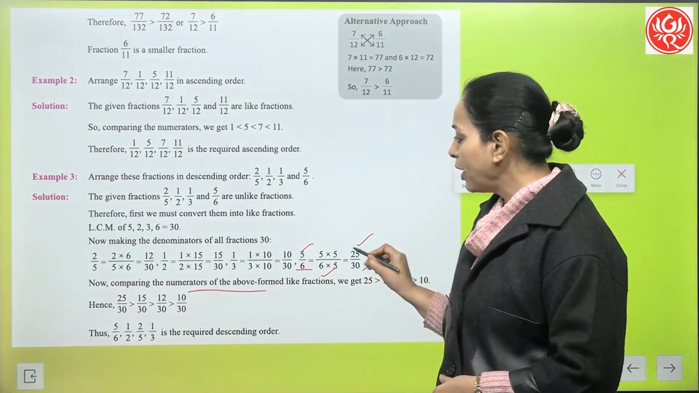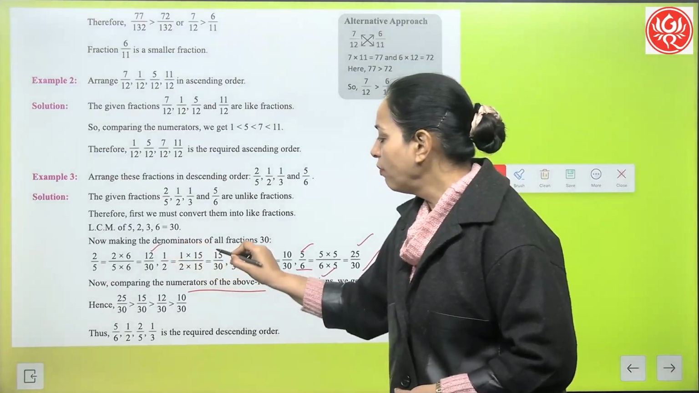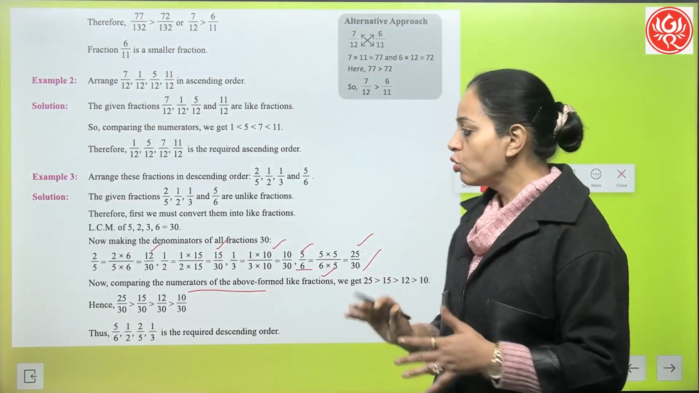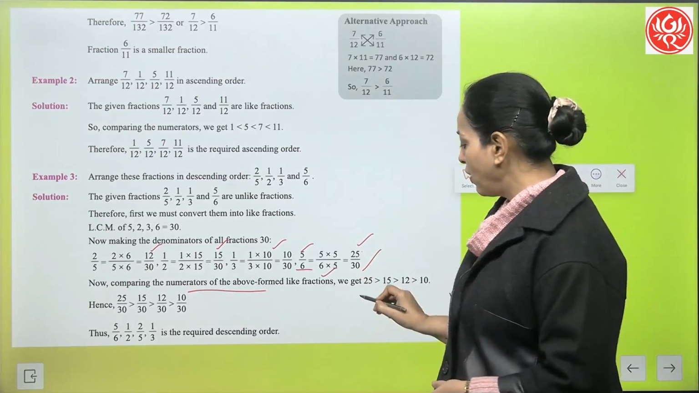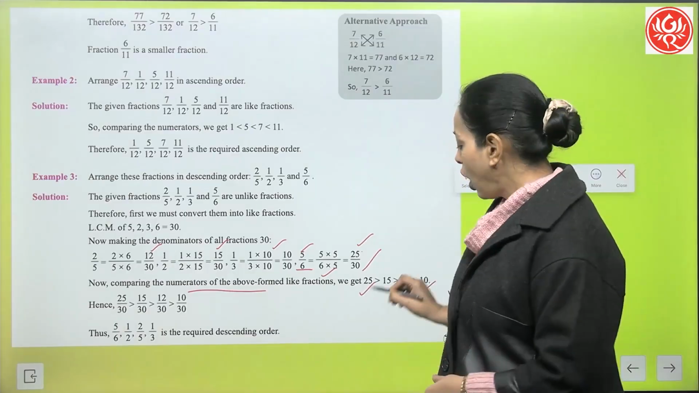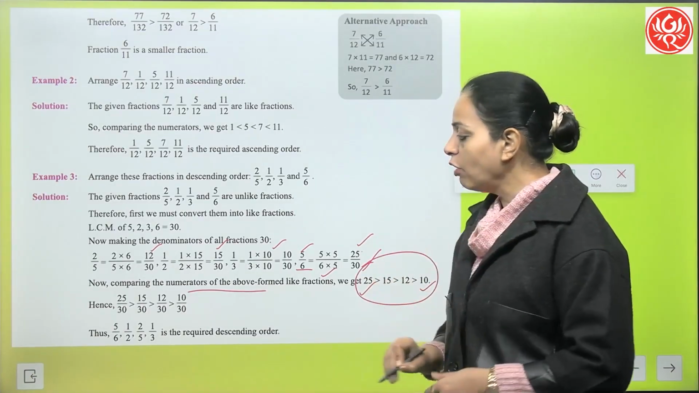तो न्यूमरेटर्स हमारे पास क्या है? 12, 15, 10 and 25. So सबसे बड़ा न्यूमरेटर है 25 and सबसे छोटा न्यूमरेटर है 10. Now arrange in descending order.